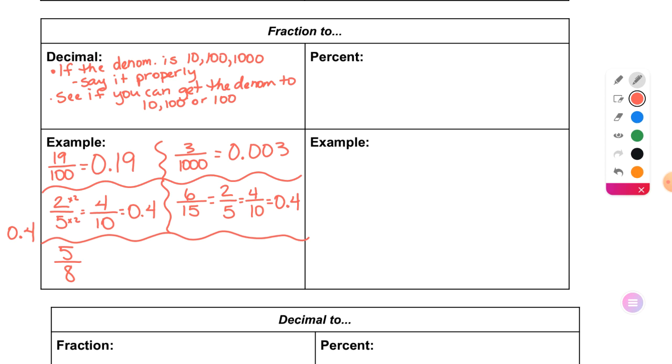5/8. And this is just one I know for sure. I can't do it the other ways. The denominator is not a 10. It is not a 100. It is not a 1,000. I cannot build it up or break it down to be a 10, a 100, or 1,000. Really? So option 3.